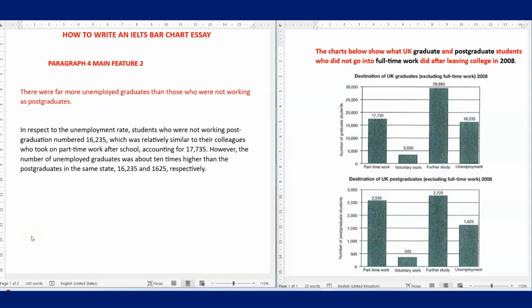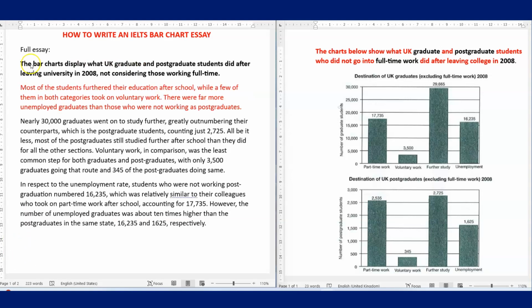So let's put all of them together as one essay and read it out. This is the full essay, a full bar graph question, and as you can see here, we have the full essay written, and there are 178 words in it. Okay, so we've covered the number of words that we need. So let's read it through.